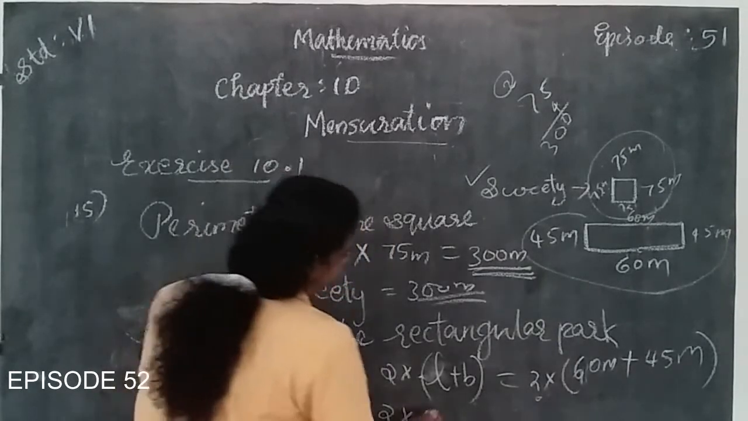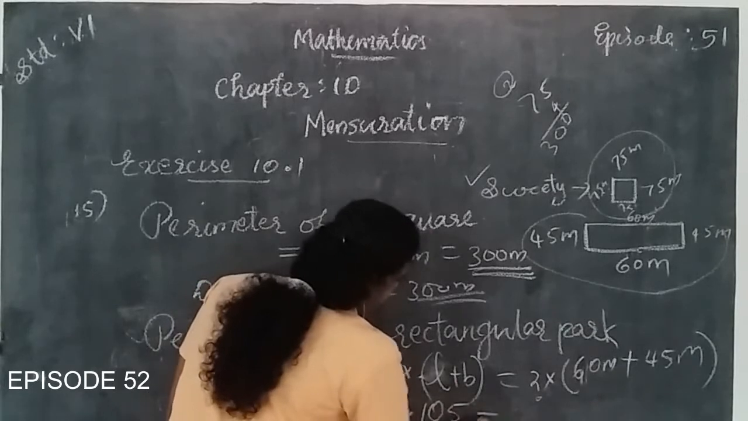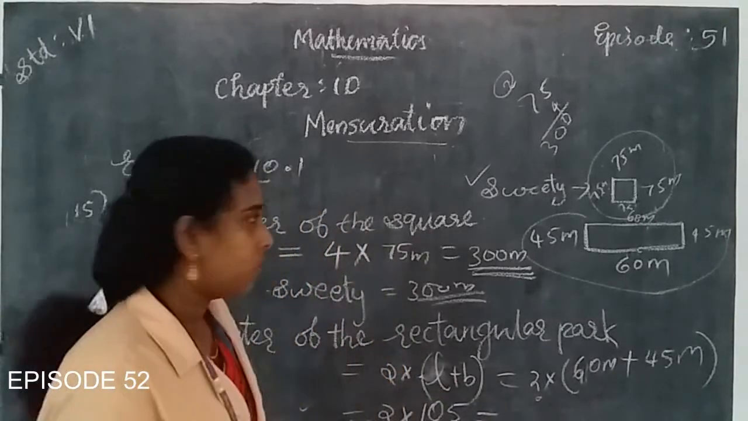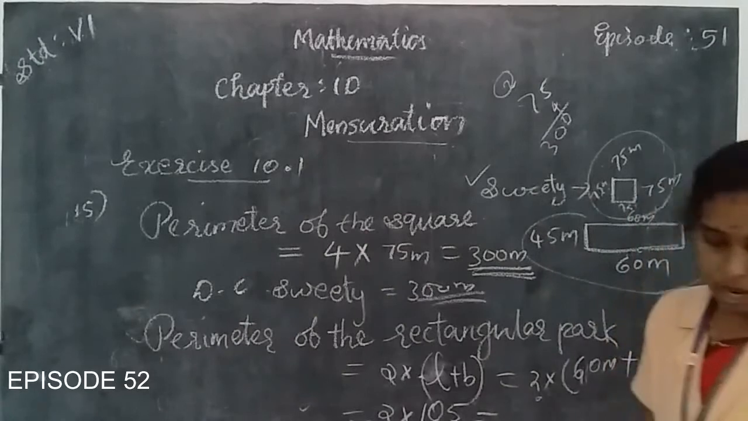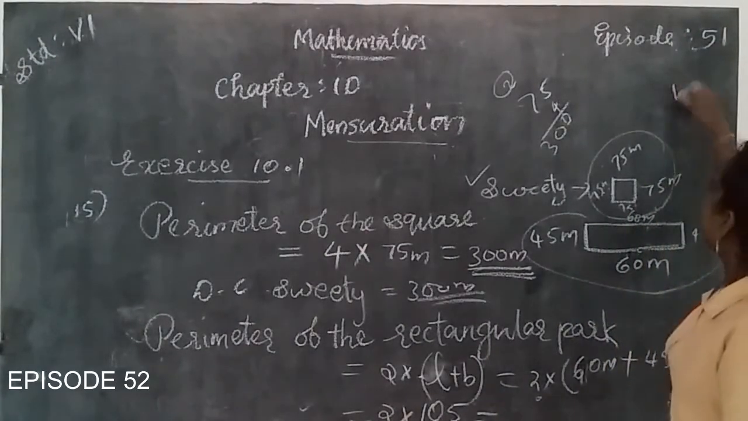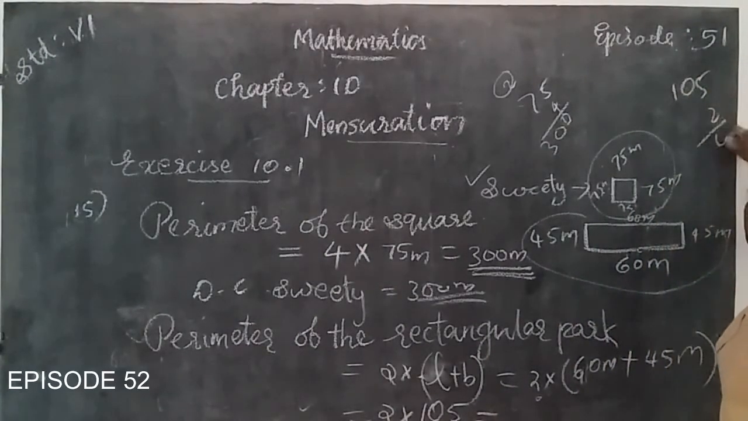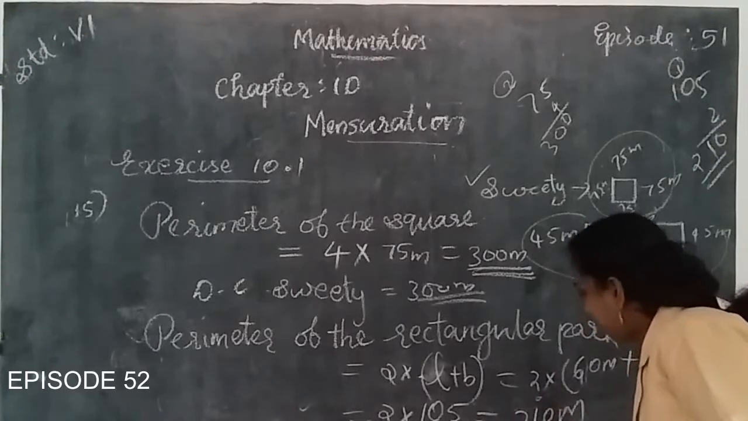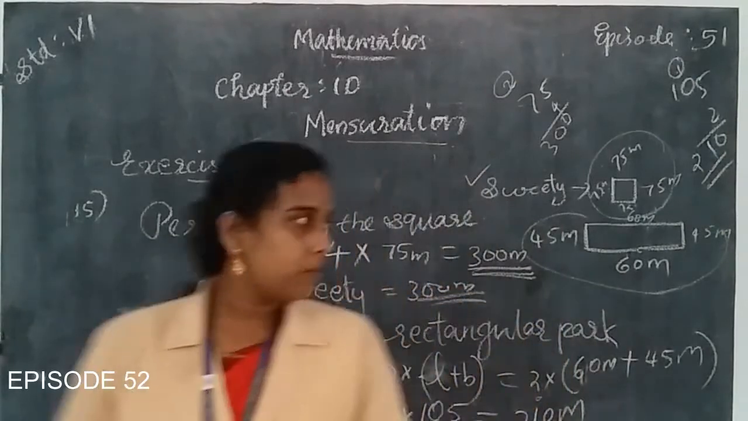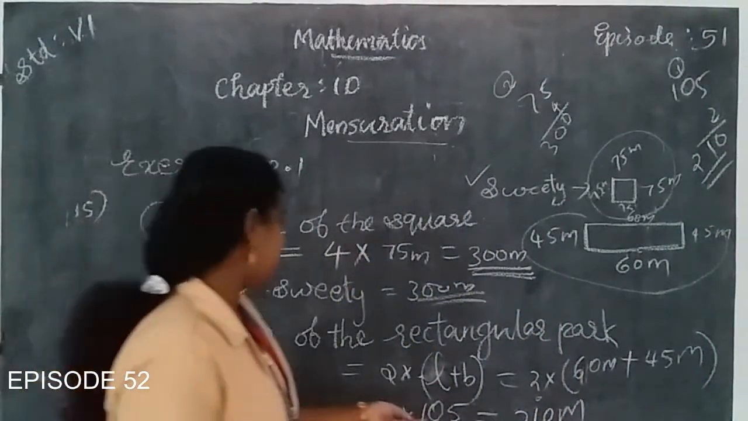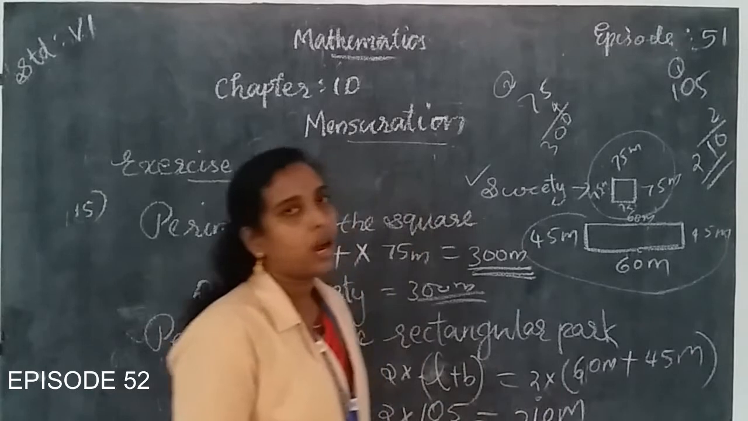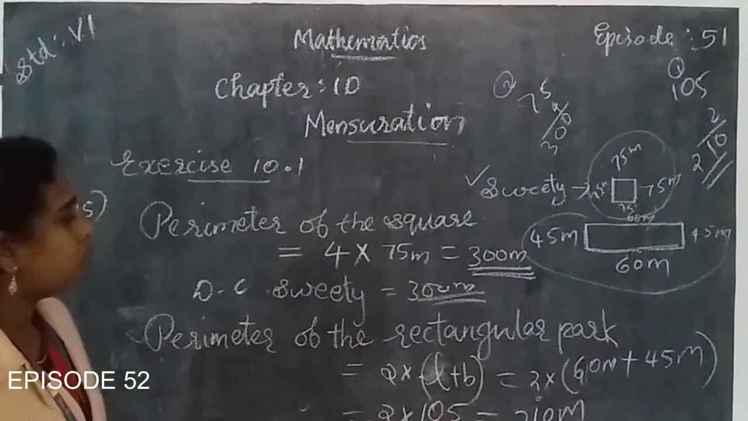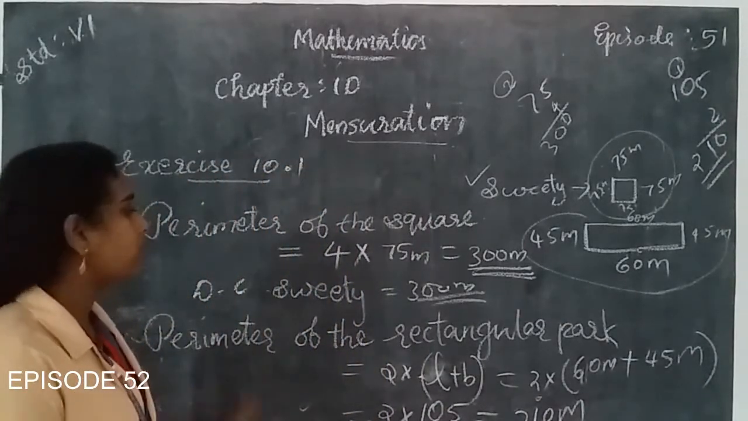It's 105. Then 105 into 2, you get 210. 105 into 2: 2 fives are 10, remainder 1, 0, 1, and 2 is 2. So you get 210 meter. So the perimeter of the given rectangular path is equal to 210 meter, which means 210 meter is the distance covered by Bulbul.